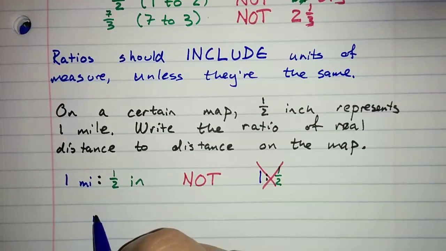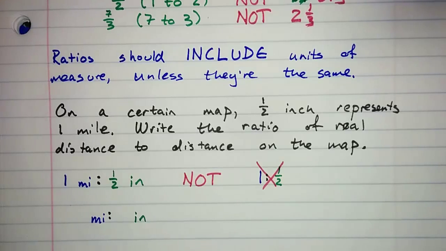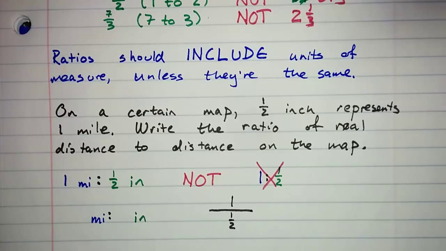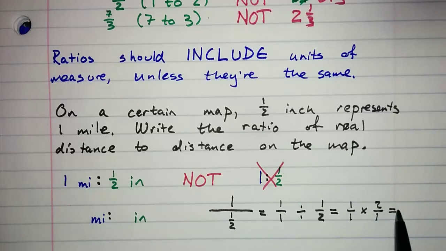In my answer, I know I'm going to have miles to inches, so I'll set those aside for the moment. And then what? I'll have 1/2. That's a complex fraction. How do I simplify a complex fraction? Right, I understand this main fraction bar as division. So I'll write 1/1 divided by 1/2. How do I divide fractions? Right, I write it as multiplication by the reciprocal. So I'll have 1 times 2 is 2, 1 times 1 is 1.